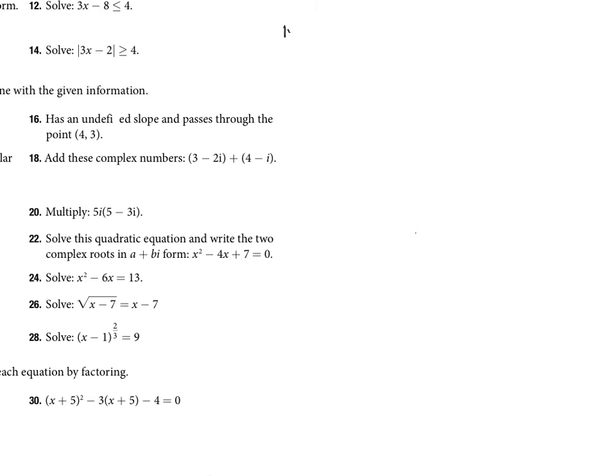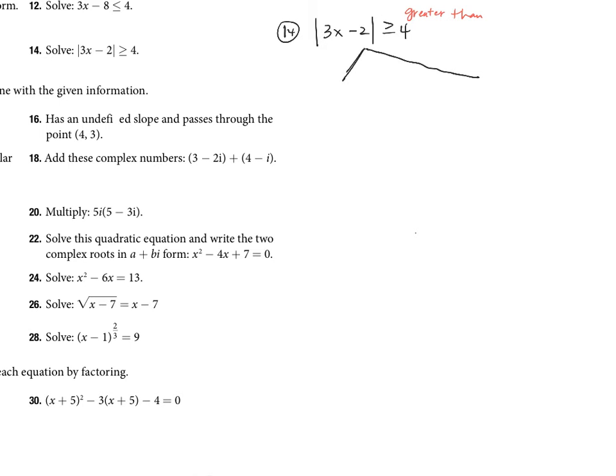Number 14, we have the absolute value of 3x minus 2 is greater than or equal to 4. We have the absolute value by itself. We're comparing to a positive. Here we have a greater than symbol. So this is a greater than. So for greater than, you have to split it into 2 equations or 2 inequalities and solve them both.